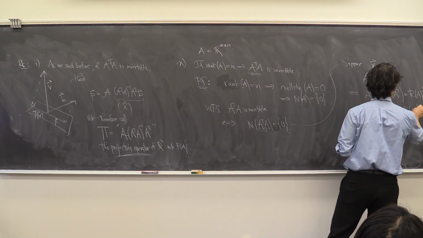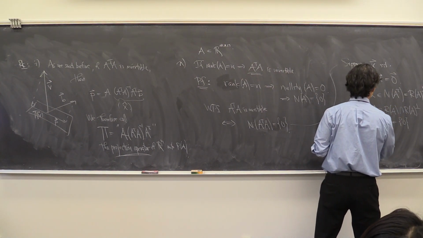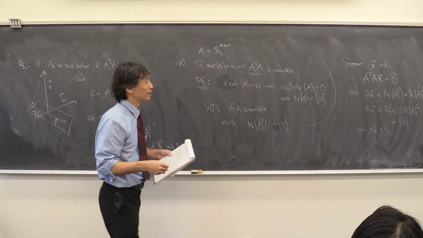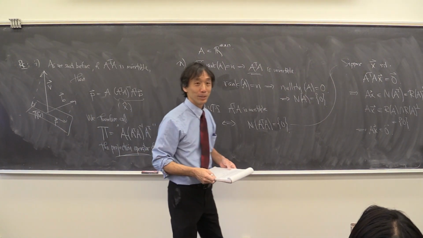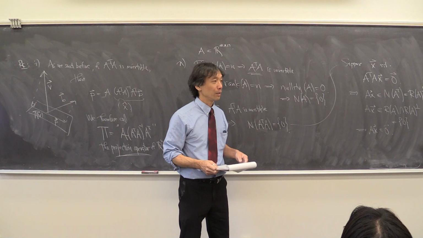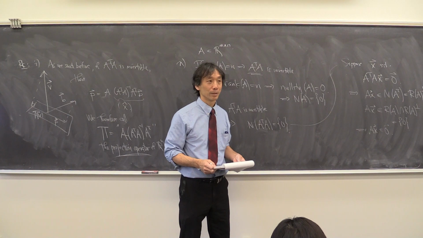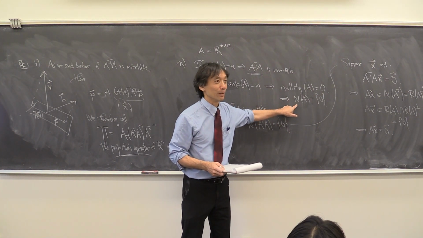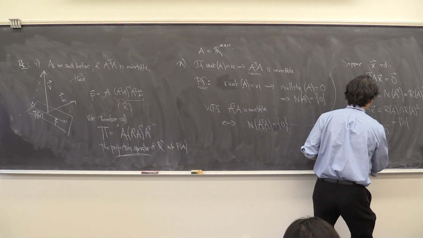So Ax equals 0, right? So why is x 0? Anybody see why x must be 0? Because the null space of A is 0. Yeah, because the rank was n, right? So x must be 0.